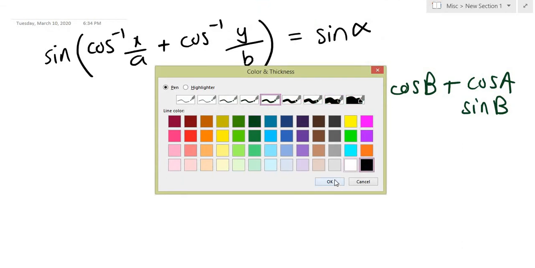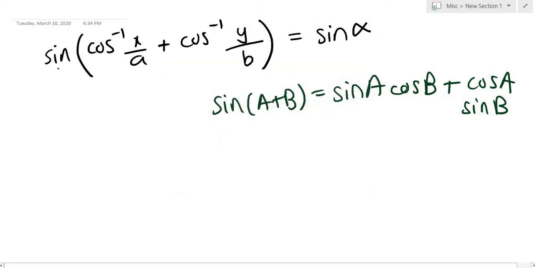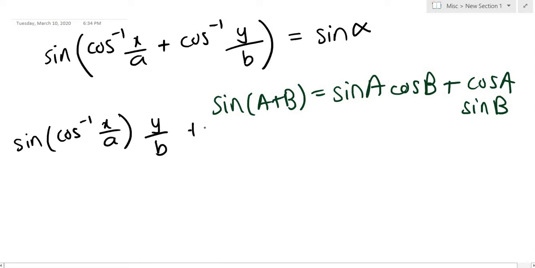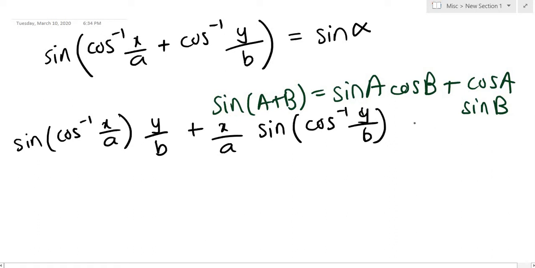So we have the sine of the first angle, sine of cosine inverse of x by a, the cos of the second angle, cos of cos inverse of y by b is just y by b, plus then we have the cos of the first angle, so cos of cos inverse of x by a is just x by a, and we have the sine of the cos inverse of y by b, or you can say the sine of the second angle, is equal to sine alpha.